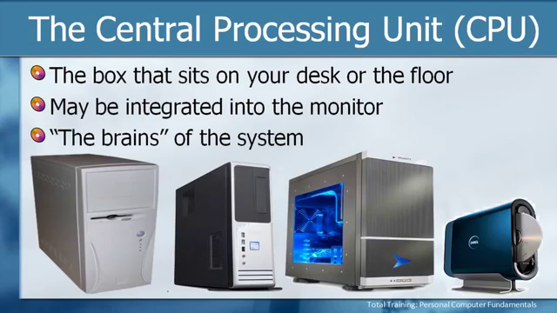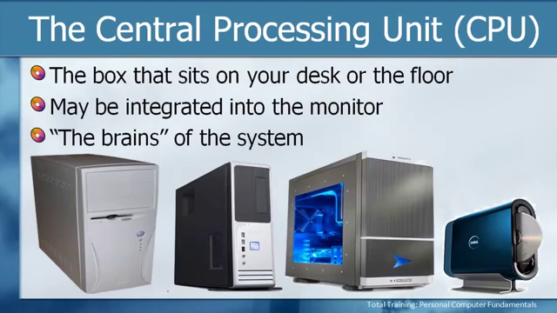What we can see on this particular screen are several examples of CPUs. They all do the same thing, but they do look very different. On the left is probably your most traditional looking CPU. It's a little bit wider, a little bit taller, very chunky if you will. The second one is a sleeker model, a little bit more narrow, something that we might call a mini tower, whereas the one on the left could be a full tower.